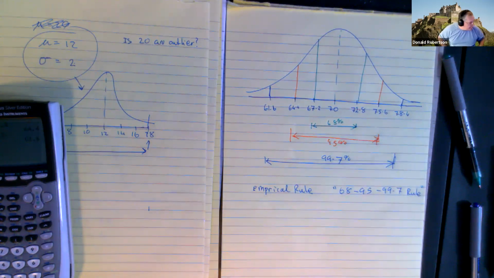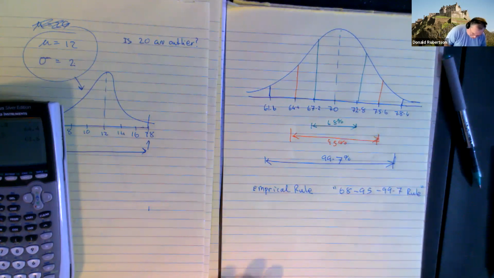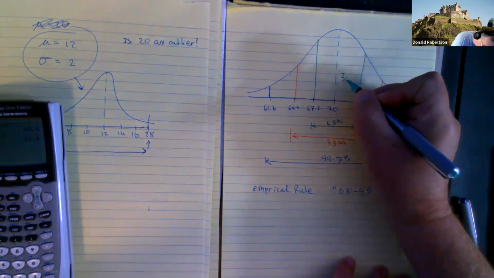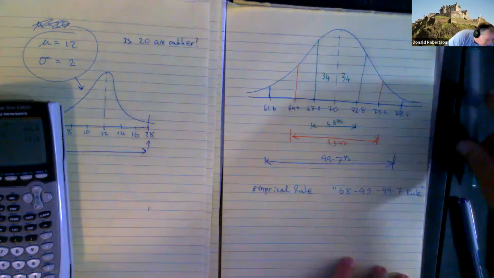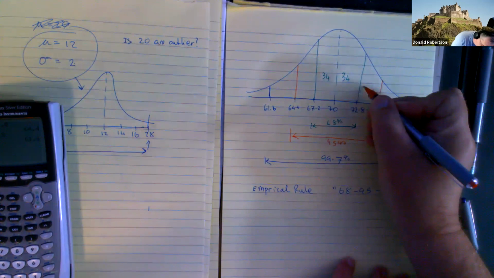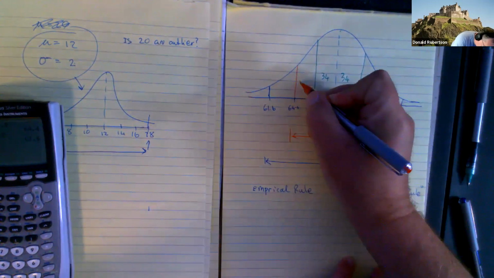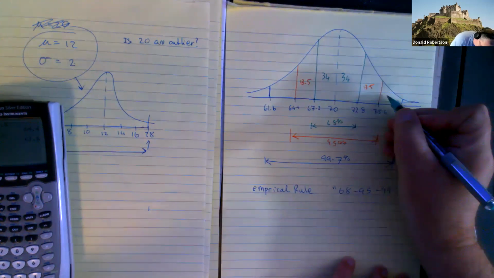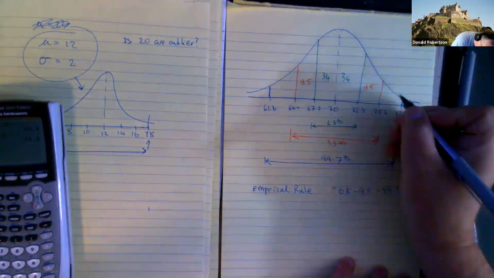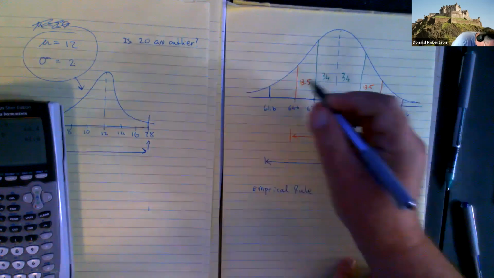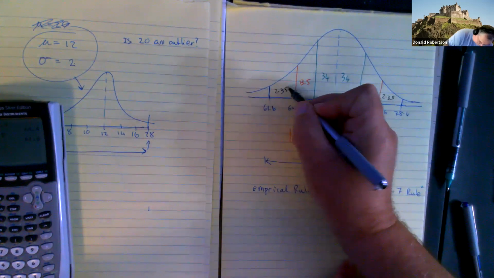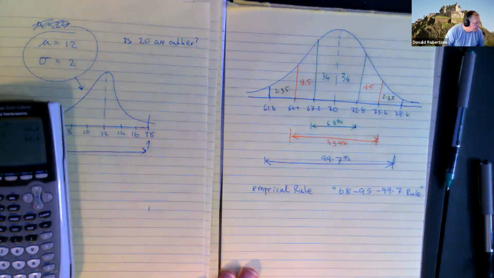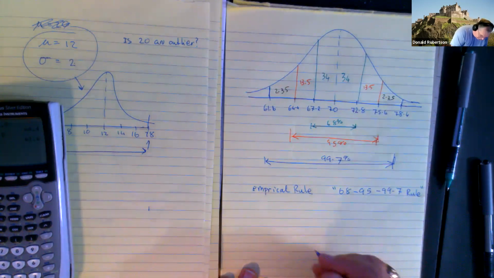So if I asked you, for instance, I better put in all the other bits and pieces. That's 34, that's 34. This little piece in here is 13.5. So is this little piece. This little piece in here is 2.35, and this little piece here is 2.35. Now, if I asked you, for instance, what percentage of people are taller than 70?